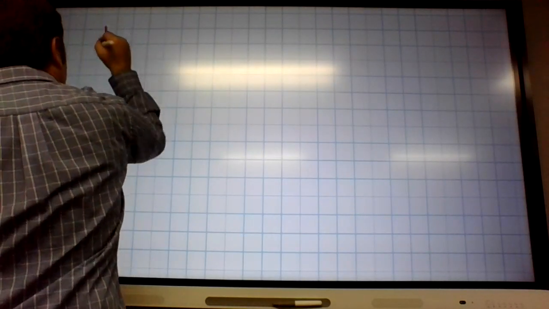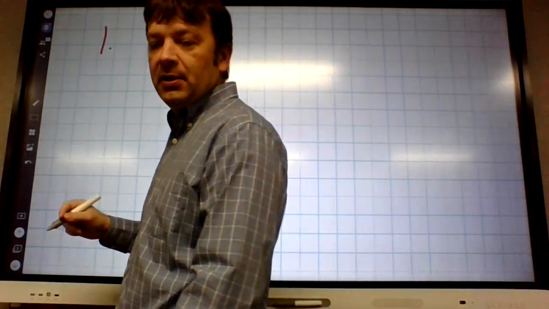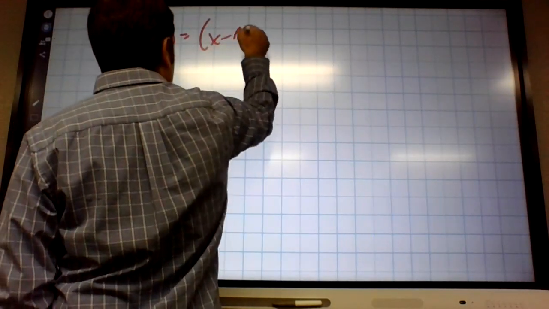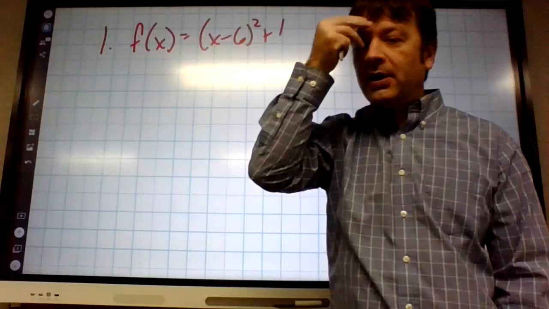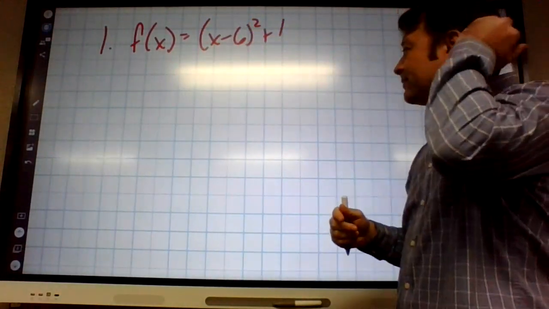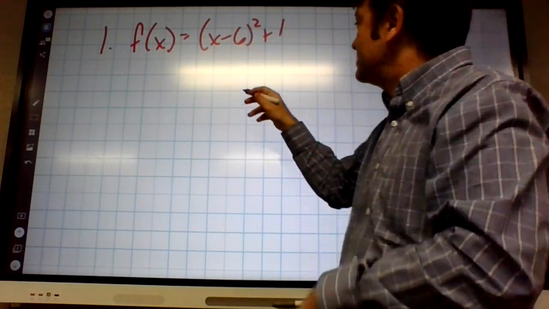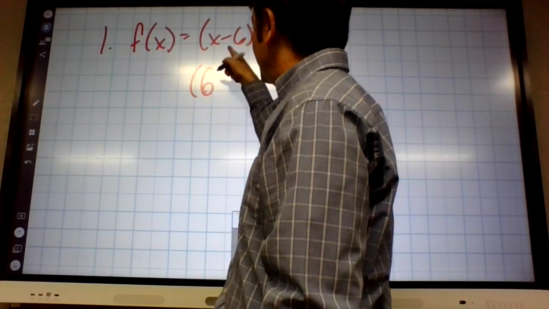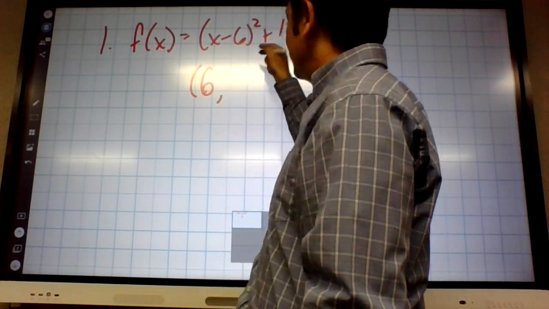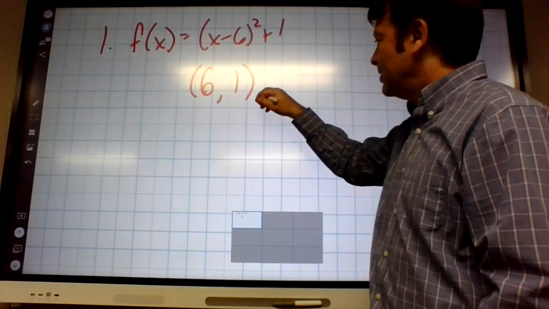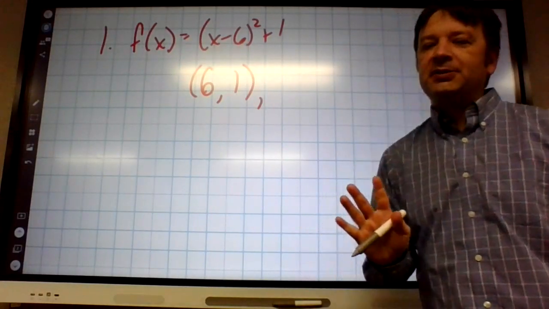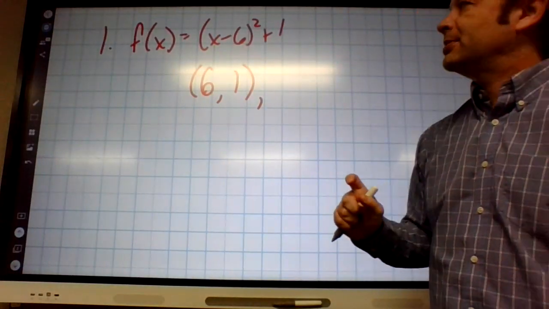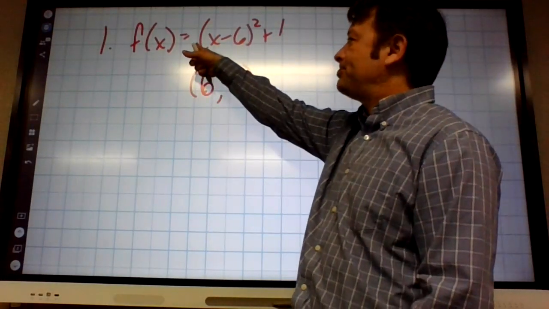Alright. Numero uno. -6 plus 1. Okay, so the first question is, what's the vertex? 6, 1. Yeah. Moves right 6. So basically it's the opposite of this one and the same as that one. 6, 1. And okay, this is not the next question, but we kind of need to know this. Is the graph going to open up or down? Up because it's positive.